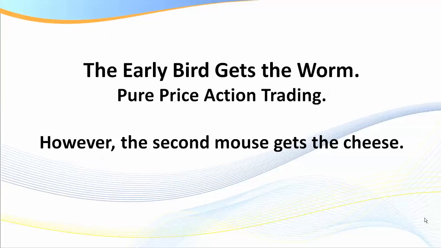Now, the second mouse always gets the cheese, meaning that, of course, any mouse that runs into the trap to grab the cheese is going to get caught. That is where indicators are used. An indicator may get you in a little later, but it may be safer. So there is a place for both indicators and pure price action trading.